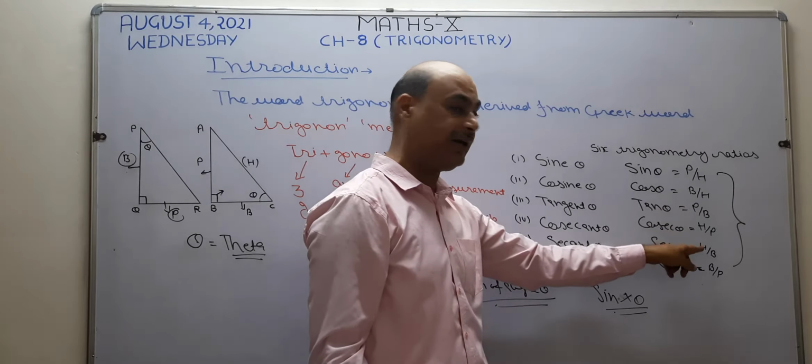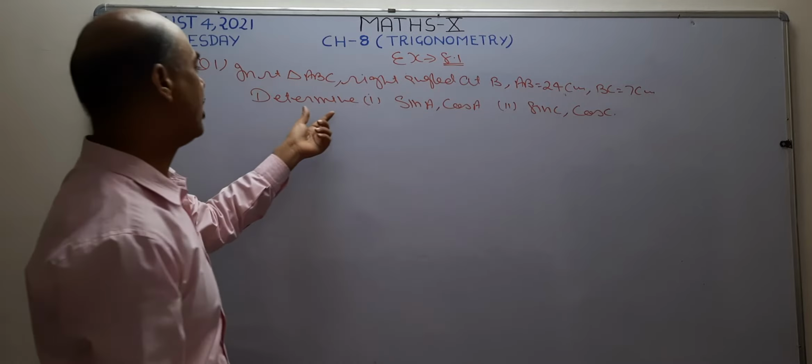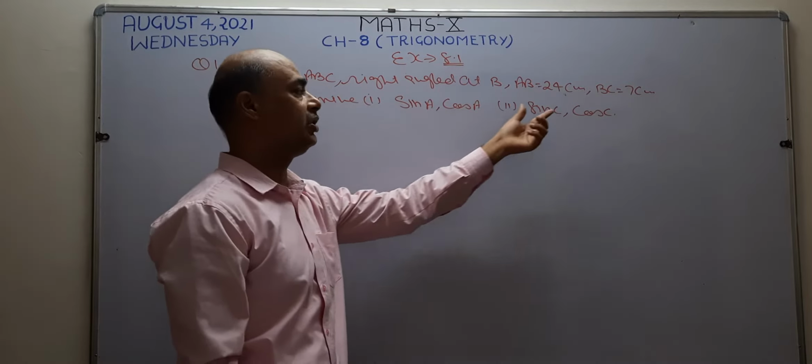Now we are going to start new exercise 8.1 of this chapter number 8. I want to solve the first question. See what is given. In right triangle ABC, right angle at B, AB equal to 24, BC equal to 7 centimeter. In this question we have to find sin A, cos A, sin C, cos C.